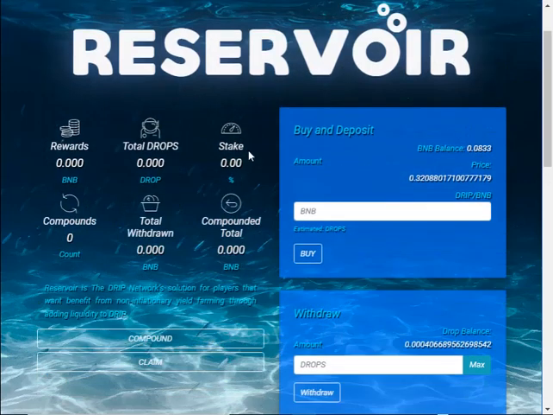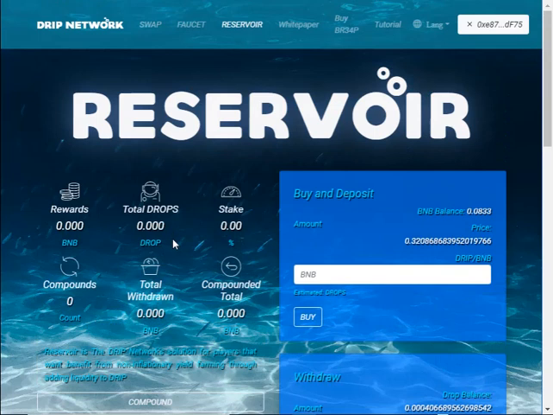This is a staking pool. You're basically staking against the drip token and you're making money. It's the same thing that they're going to be doing on Animal Farm and a few other sites. You can stake this coin anywhere. They just make it easier to do it right here on the reservoir. So I'm not going to cover that. I'm not in it. I don't know enough about it. We're going to leave it alone.